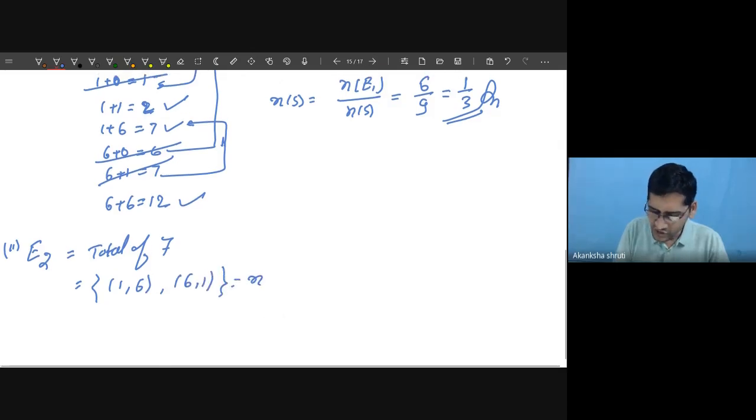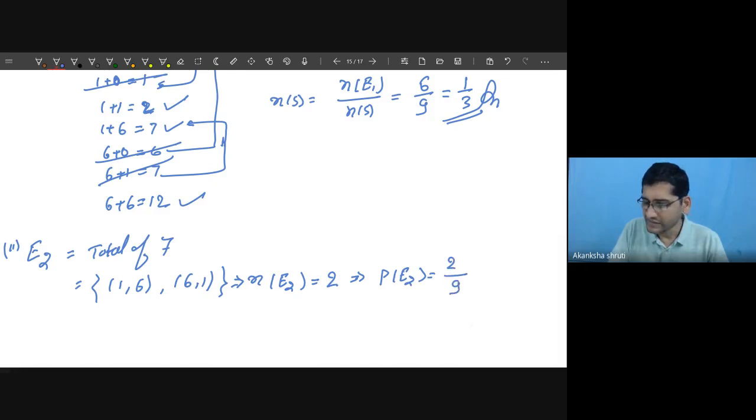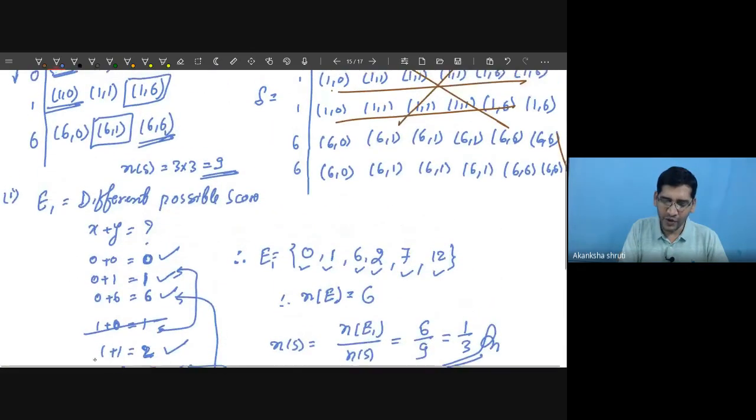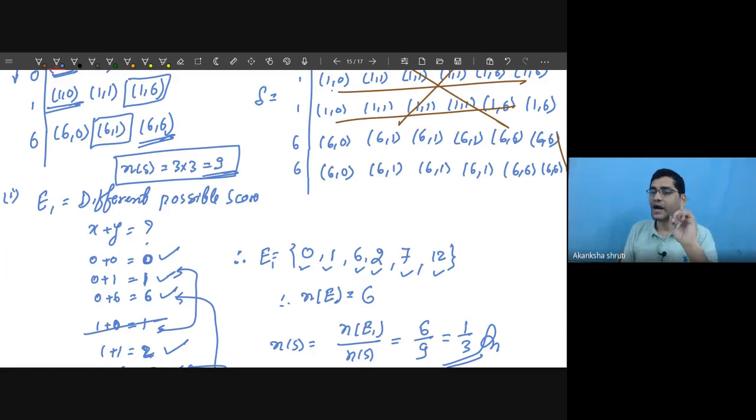So NE2 is equal to 2. This implies PE2 is equal to 2 by 9. Students, from where have we written 9? NS, which is a very important part of this question. So wherever the markings are changed, the starting numbers are changed, you should be very cautious. If you are not doing that, you will lose the marks. Though these questions are very easy.